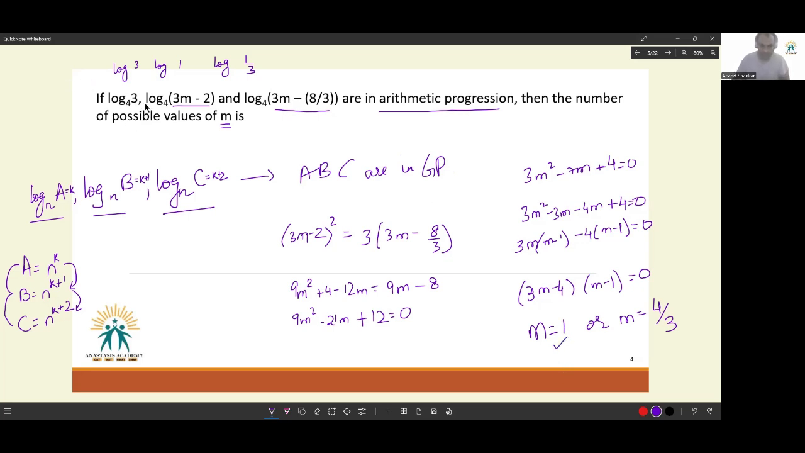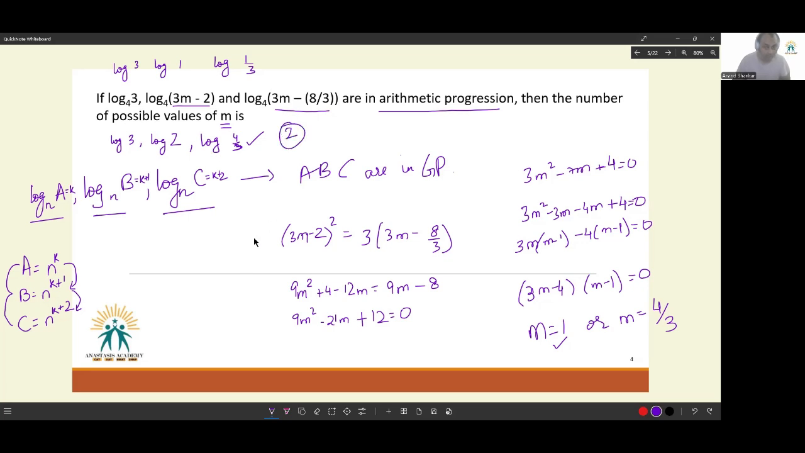Otherwise, when m is 4 by 3, we will have log 2, and 3m minus 8 by 3 will be 4 minus 8 by 3, that is 4 by 3. So 3 into 2 by 3 into 2 by 3. Yes, these are also positive. So both of them are approved. So the number of possible values of m will be 2.